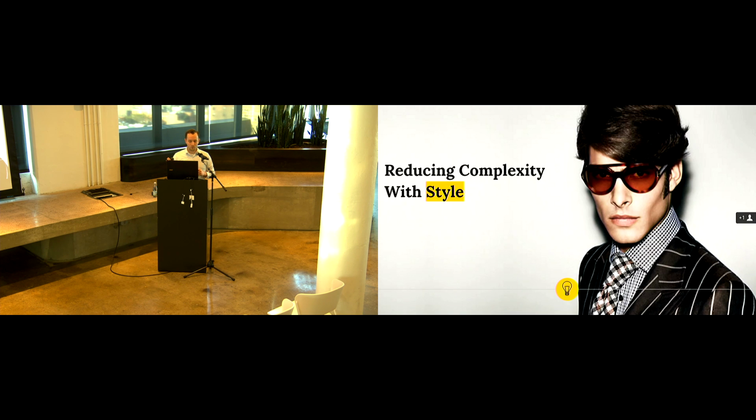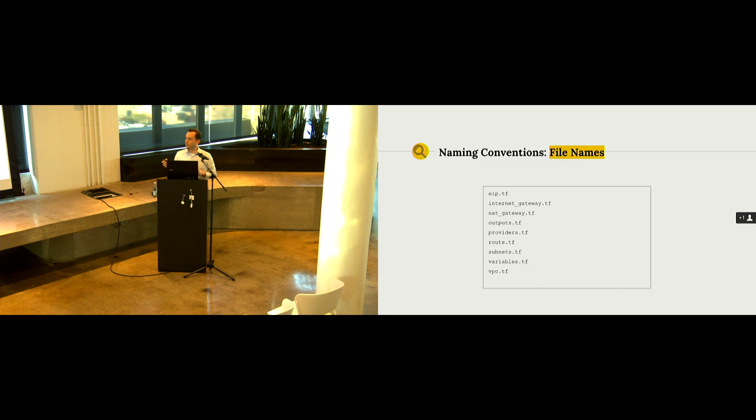Wanted to take a small detour from the modules and talk about style and how it's more than just looks, how it can reduce the complexity of Terraform configurations. The first way is just file naming. If you notice, I usually break out everything into separate files. Here I create separate files for each resource that's being created and keep any similar resources together.